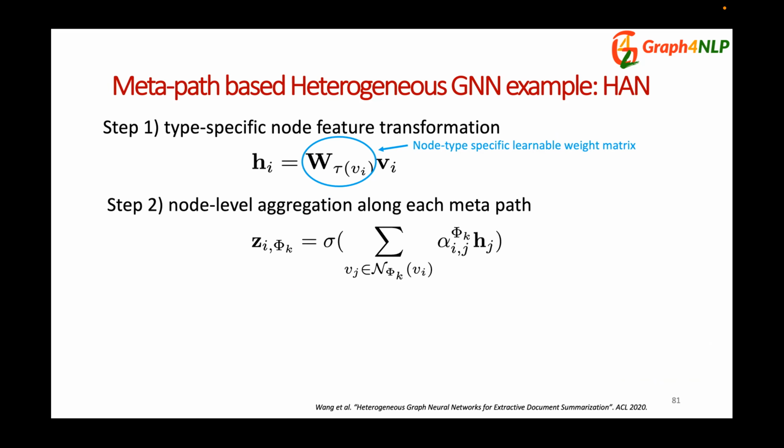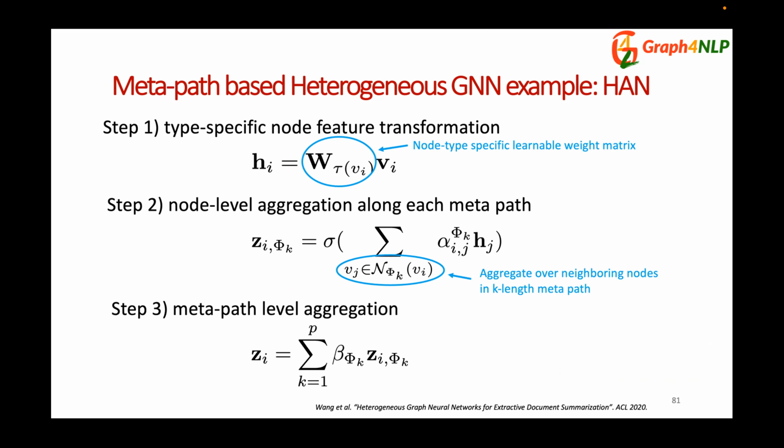In the second step, we do node level aggregation along each meta path. Here we aggregate over neighboring nodes in the meta path. In the third step, we do meta path level aggregation. Here we apply attention weights over all the meta paths. So that's the heterogeneous GNN, and that concludes the graph representation learning for GNNs.